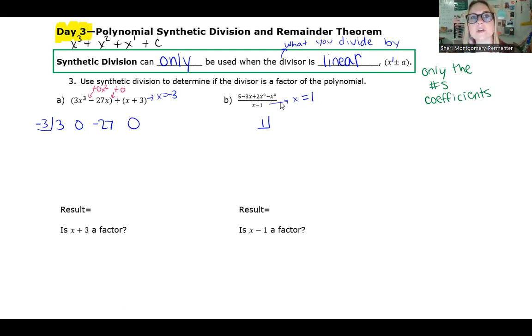I'm going to do the same thing over here, but this one I'm going to write backwards because it needs to be written with the biggest exponent first. So I have a -1, 2, -3, and then 5.